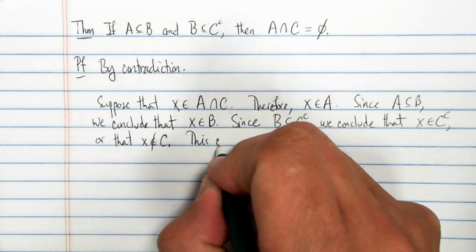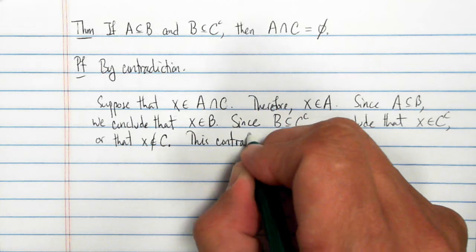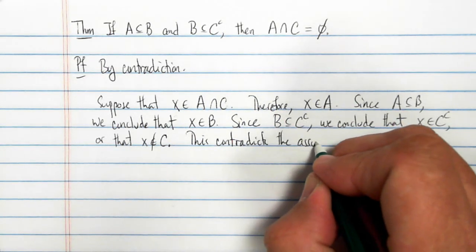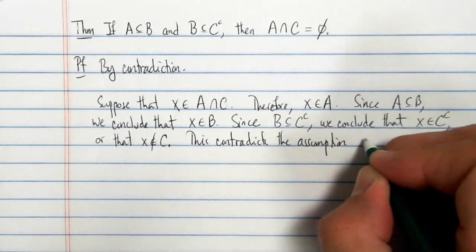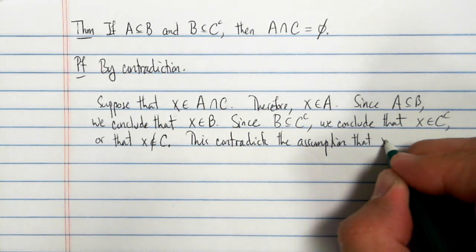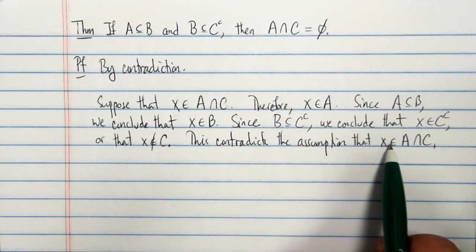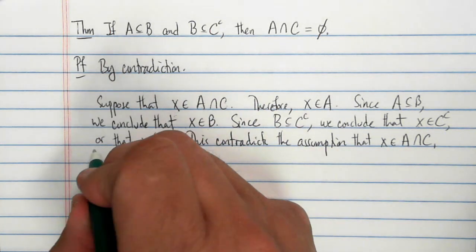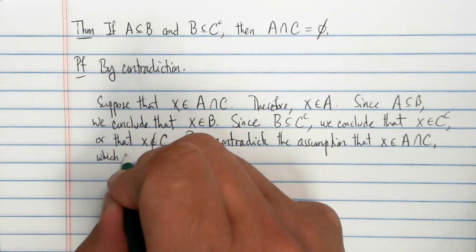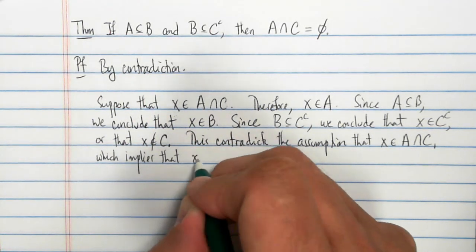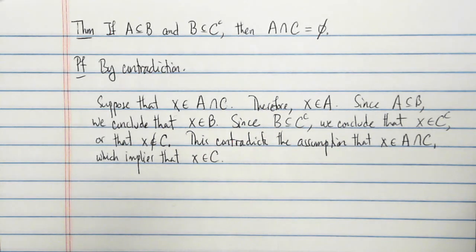This contradicts the assumption that x was an element of A intersects C. Because after all, if x is an element of A intersects C, which implies that x is an element of C.